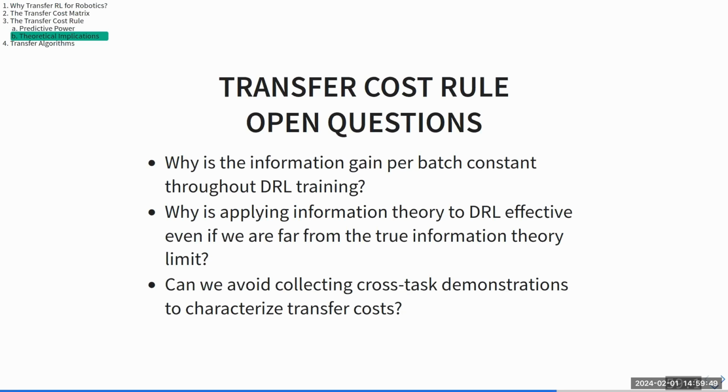And then I also have a method that avoids collecting cross-task demonstrations, which is the weirdest part of this method. You can take the state distribution or the behavior distribution from one task and project it onto another task, but there's no principled reason to expect it to work, but sometimes it does. And that seems like a direction that might be possible to explore in the future.